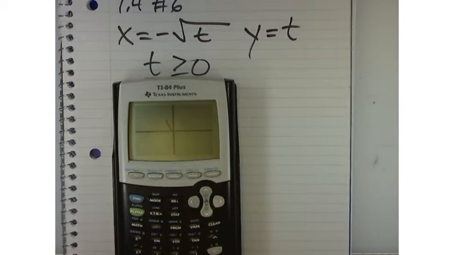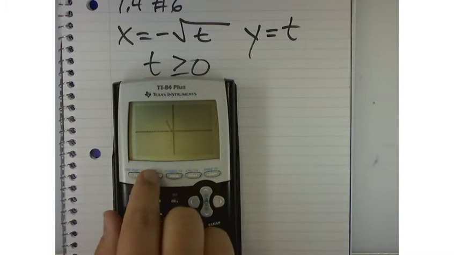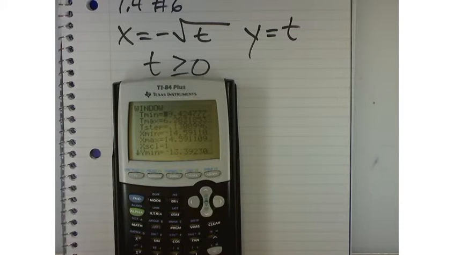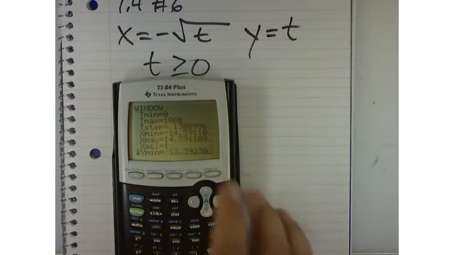Now we got to go back and set the t, right? So we want t to be greater than 0. So I'm going to put my t minimum at 0, and we could crank this up to 10 or whatever. We'll crank it up to 100, and we'll hit graph.